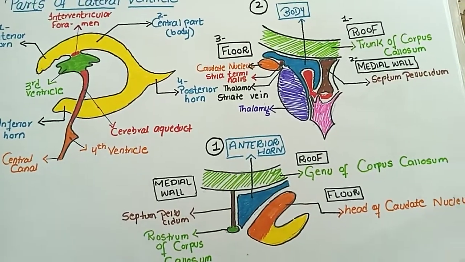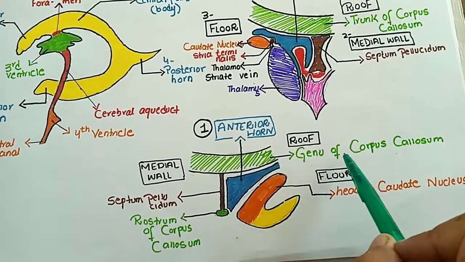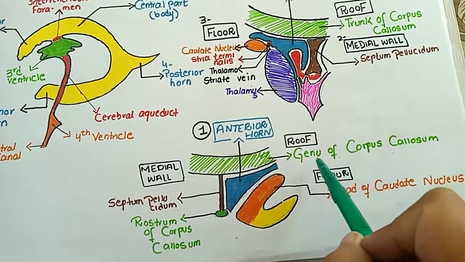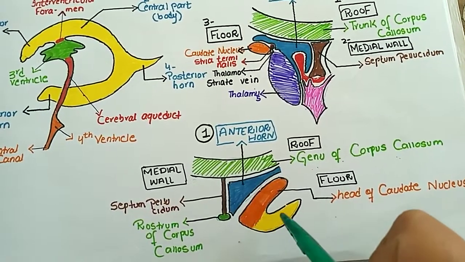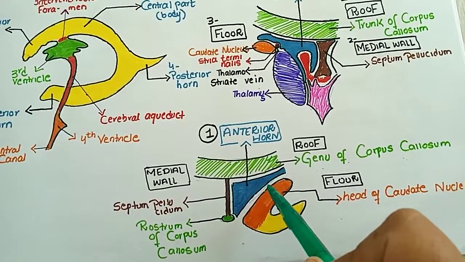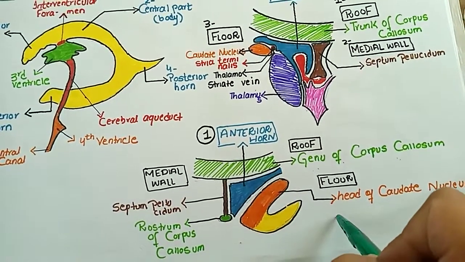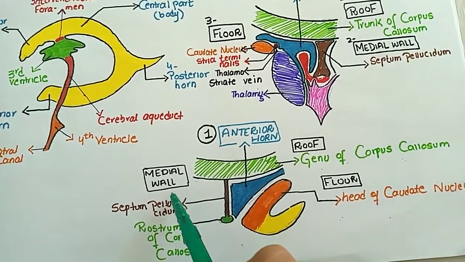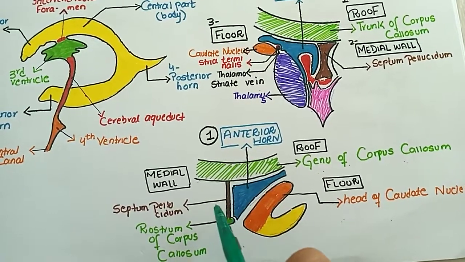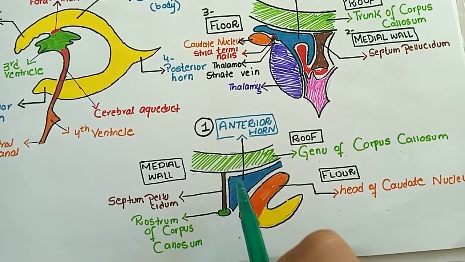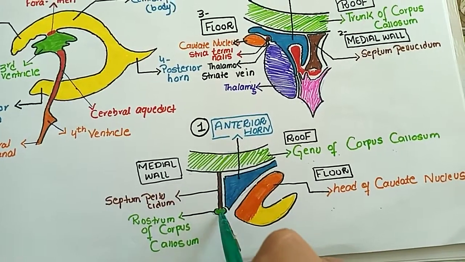The roof of the anterior horn is formed by the genu of the corpus callosum. The genu is the anterior-most part of the corpus callosum. The caudate nucleus is present at the inferior side of the lateral ventricle, so the floor of the anterior horn is formed by the head of the caudate nucleus. The septum pellucidum is present between the two lateral ventricles, separating the two anterior horns from each other, and this septum pellucidum is a double layer membrane.